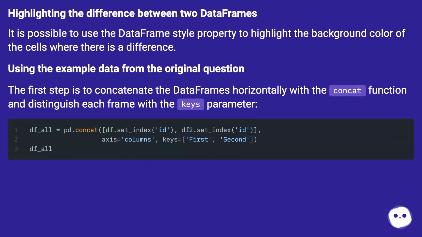Highlighting the difference between two data frames. It is possible to use the DataFrame style property to highlight the background color of the cells where there is a difference, using the example data from the original question. The first step is to concatenate the data frames horizontally with the concat function and distinguish each frame with the keys parameter.